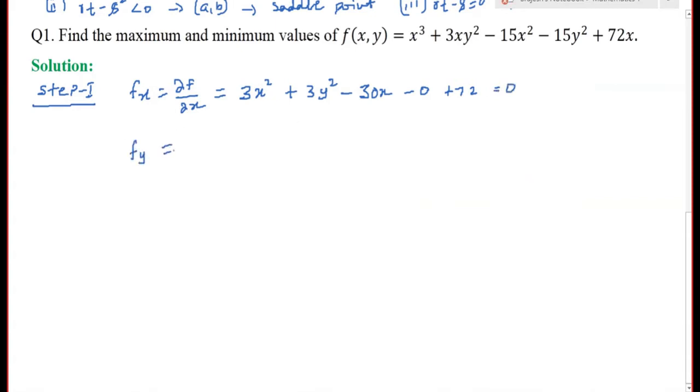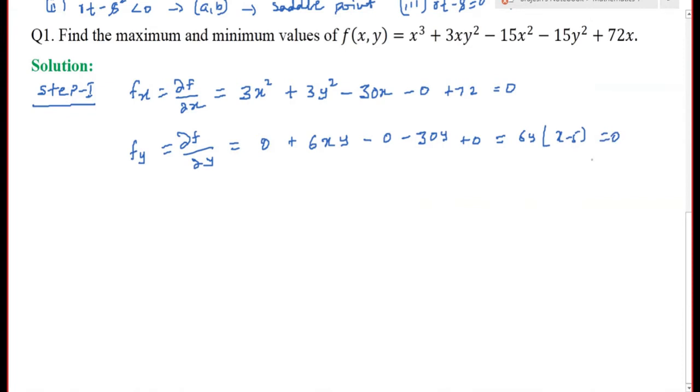Same way, if we go for fy, it is del f upon del y. So x cube is going to be 0 plus 3xy square. So y square you are differentiating, it is going to be 6xy minus 15x square, it is a constant, so it is 0, minus 15y square, so it is going to be 30y, differentiating with respect to y, and plus 0. So 6y you can take common, so it is going to be x minus 5 equals to 0.